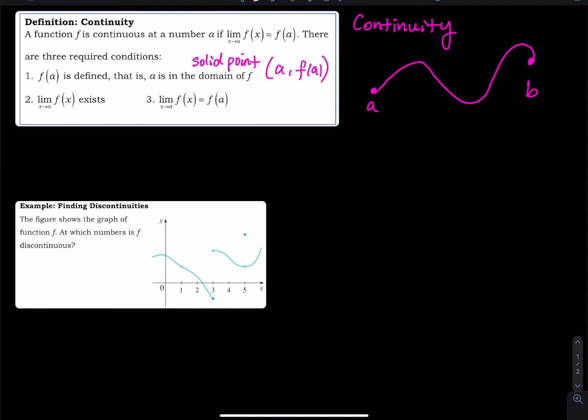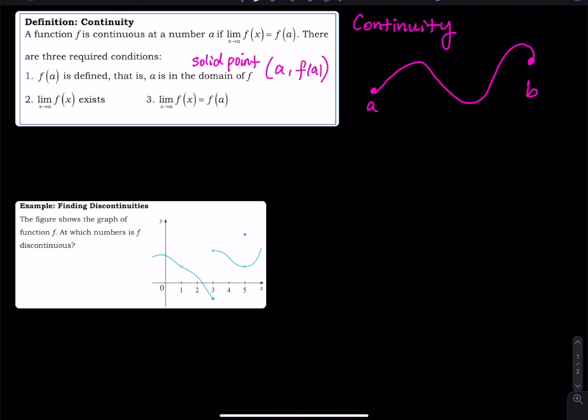And then number two, the limit exists. I didn't say the left or right. I say the limit exists, that includes the left and the right. So we have a solid point. We have a left curve connecting that point. We have a right curve connecting that point. That means you can just pass through that point.